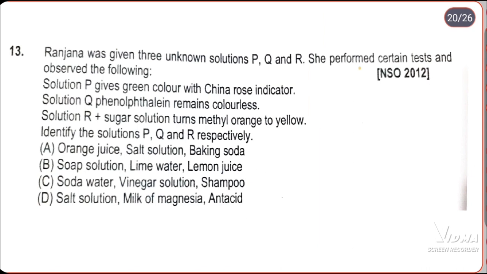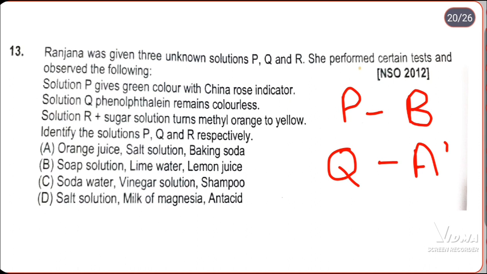Next, Ranjan was given 3 unknown solutions P, Q and R. She performed certain tests and observed the following. Solution P gives green color with China rose indicator, so solution P is basic. Solution Q, phenolphthalein remains colorless, so solution Q is acidic or maybe neutral also. And solution R plus sugar solution turns methyl orange yellow, means solution R is basic, right?